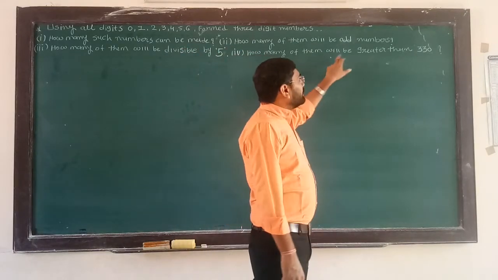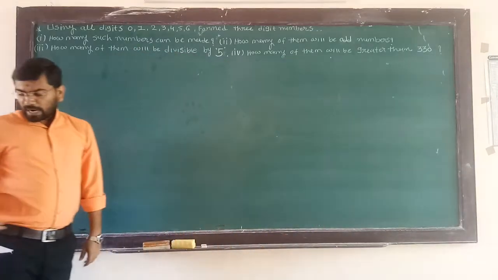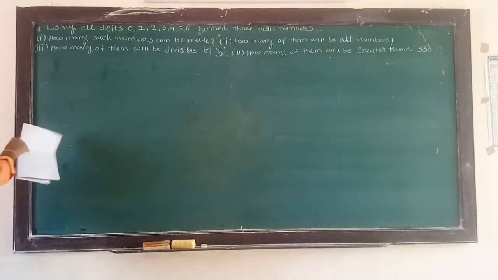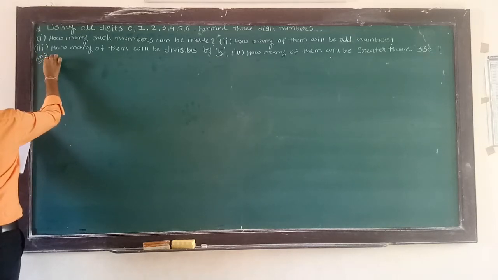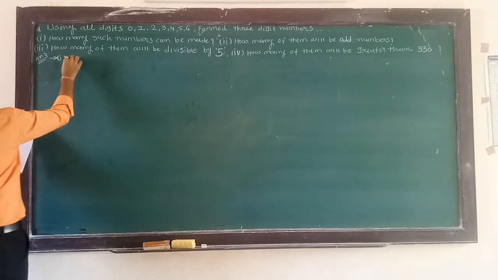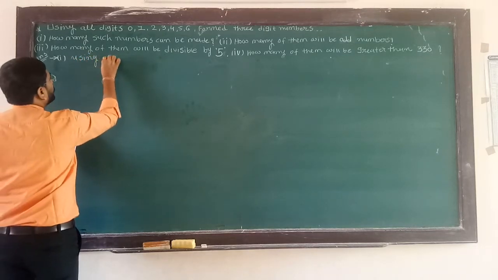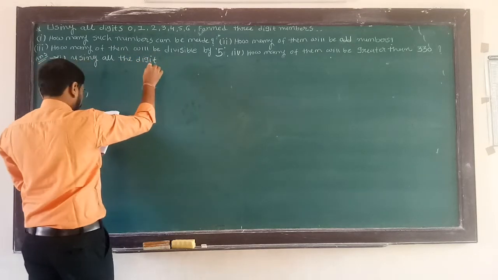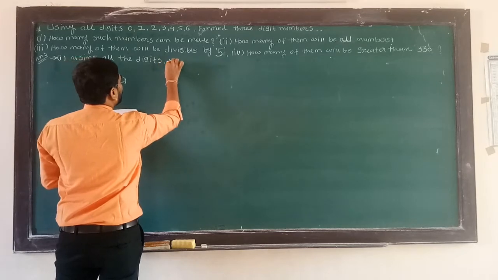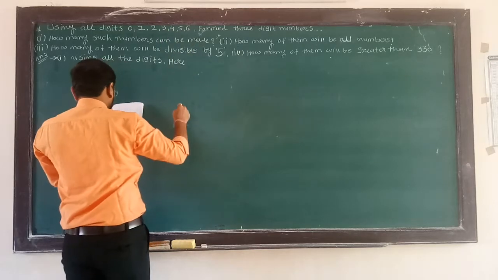Fourth, how many of them will be greater than 330? So starting with the sum, students, we can start from option number 1. In option number 1, using all the digits, all the digits means 0, 1, 2, 3, 4, 5 and 6.